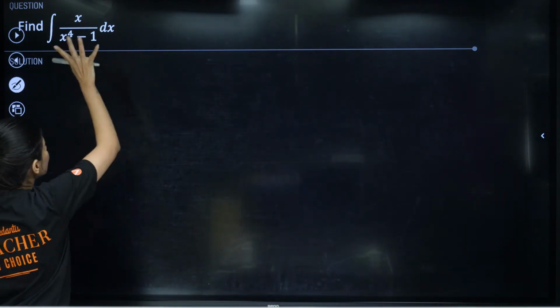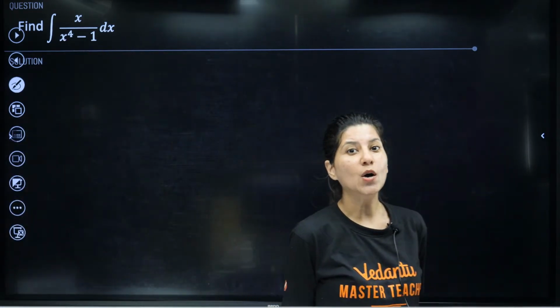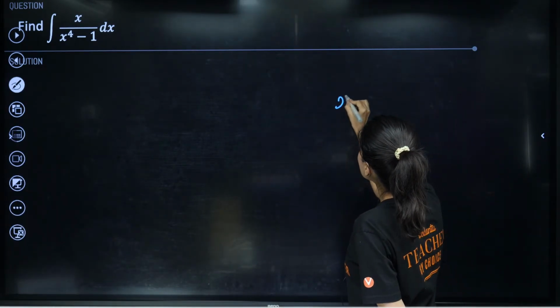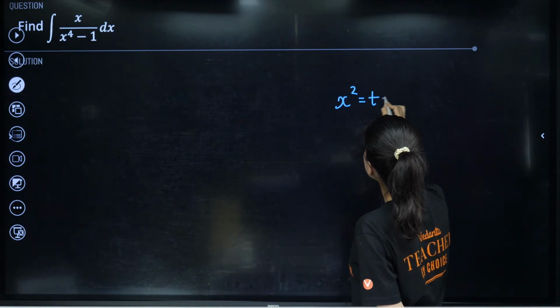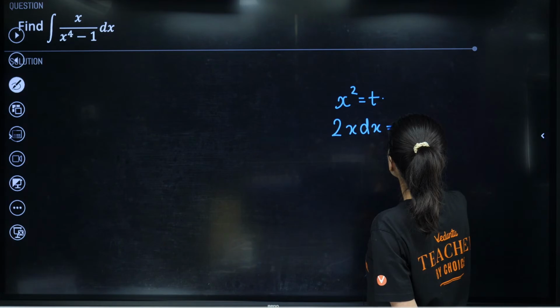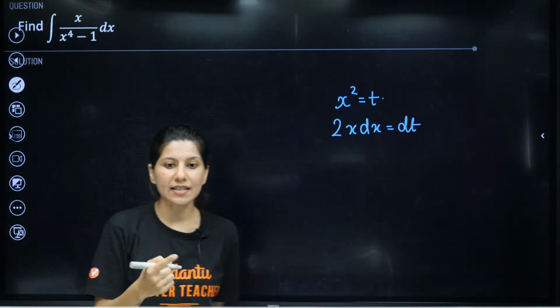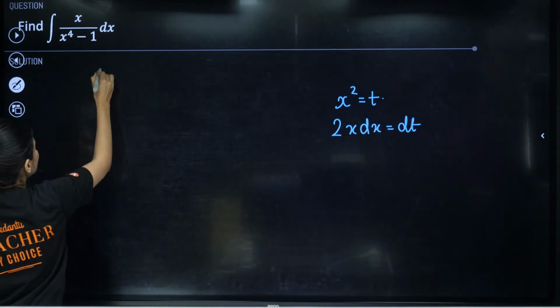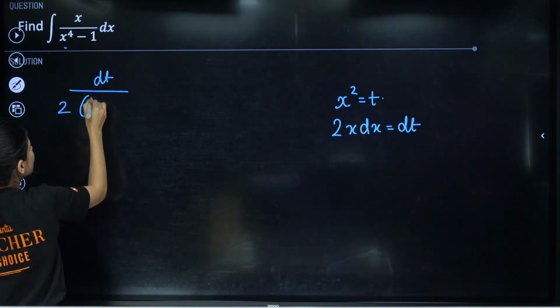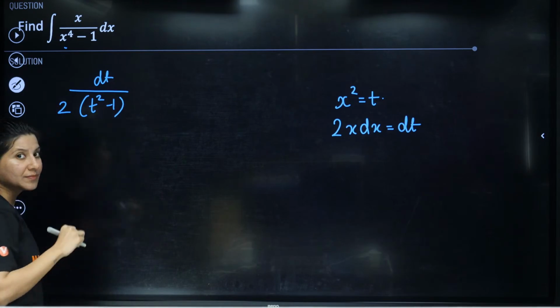x upon x raised to power 4 minus 1. How will we solve it? So it is very easy. x raised to power 4 minus 1, right? So x square can be put as t so that x dx will become dt by 2. And this is going to be x square is t. So this is t square minus 1.